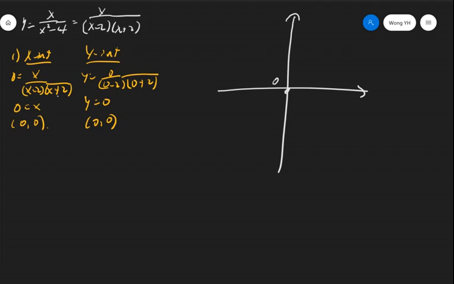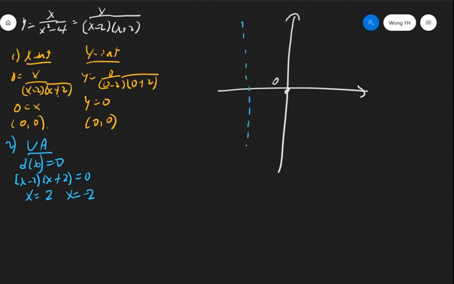Next part, we will go and find out the vertical asymptote. So we will find the VA. To find the VA, you need to check the denominator, set it to 0. So x minus 2, x plus 2 equal to 0. So x equal to 2, x equal to minus 2. Put down there in the graph. So this one will be your x equal to minus 2. Then this will be your x equal to 2.